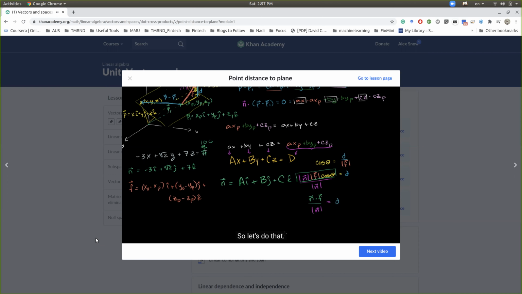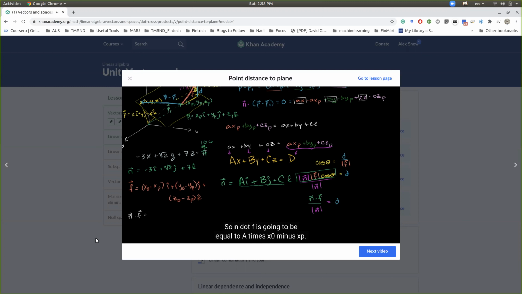So let's take the dot product between the normal and this. We already figured out in the last video that if you have the equation of a plane, the normal vector's components are just the coefficients on the x, y, and z terms. So this is a normal vector right over here. Let's literally take the dot product. So n dot f is going to be equal to a times x naught minus xp.